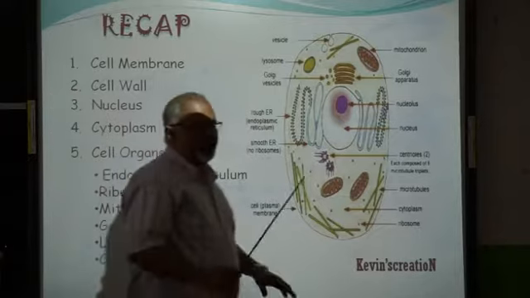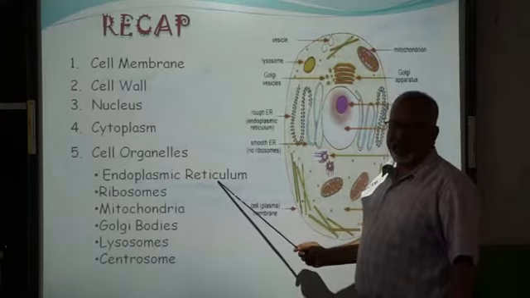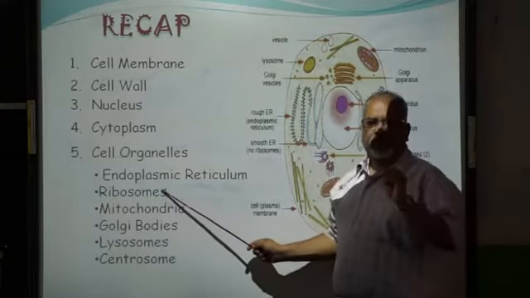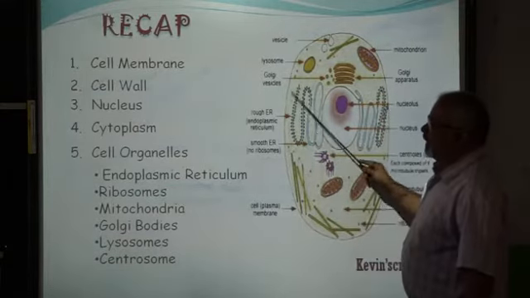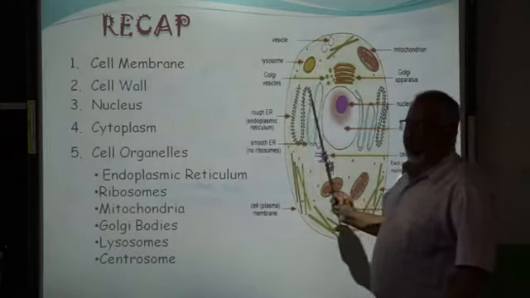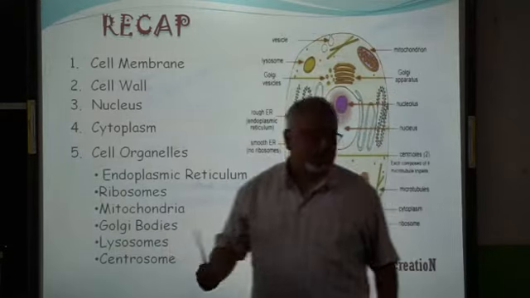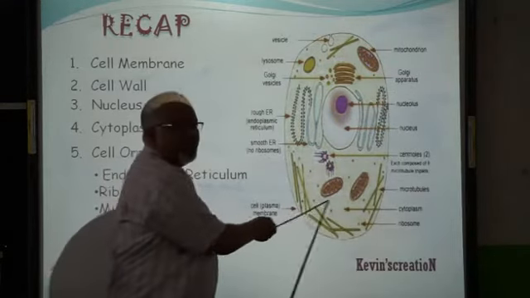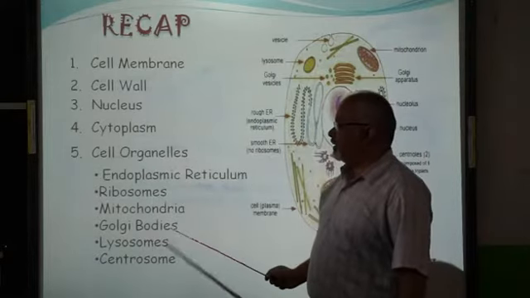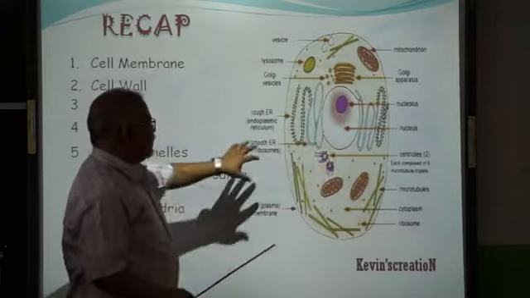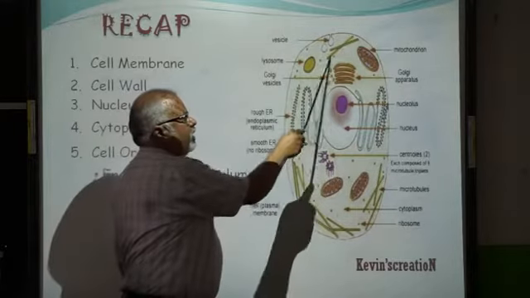In these cell organelles, we already completed endoplasmic reticulum. I told you these are the pipelines of the cell. Ribosomes, small structures which are found freely like this, or else they are with the endoplasmic reticulum, making it rough endoplasmic reticulum. Mitochondria, the powerhouse of the cell. Singular is mitochondrion. Golgi bodies, a structure similar to endoplasmic reticulum, the Golgi apparatus.